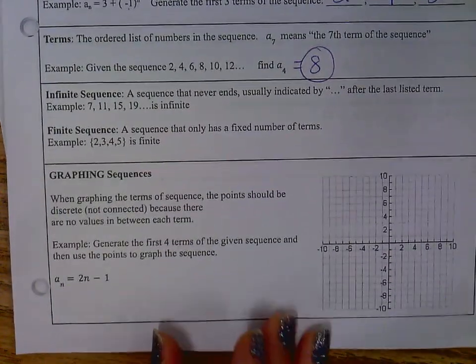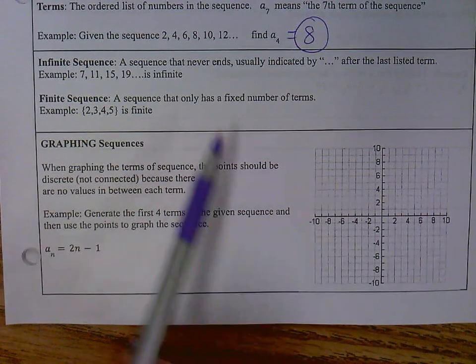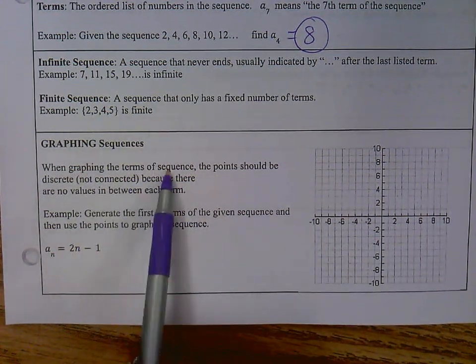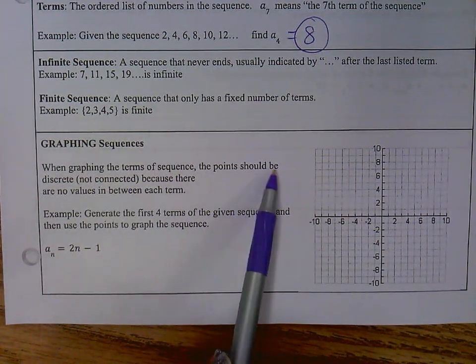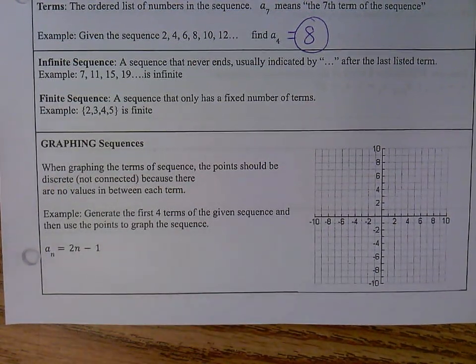All right, but graphing is important because I want you to compare it to the graph of a function. So it says when graphing terms of a sequence, the point should be discrete. And I know we've used the word discrete this year as the opposite of continuous, but we've never actually had a discrete situation before. This is the first time that you have something that is discrete. So when you plot the points of a sequence, they don't get connected. They just look like that.